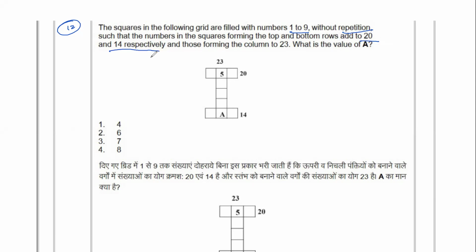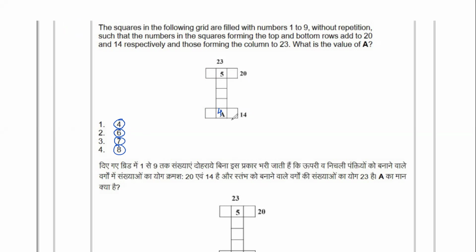The top and bottom rows. Okay, so it's shown out here. This is 23 for this whole thing, that is 20 for this and 14 for this. So fairly simple, guys. All you've got to do is find the value of A. So plug in A as 4, and then trial and error, 6, and then 7, and then 8, and you figure out the answer. So let's try 4.